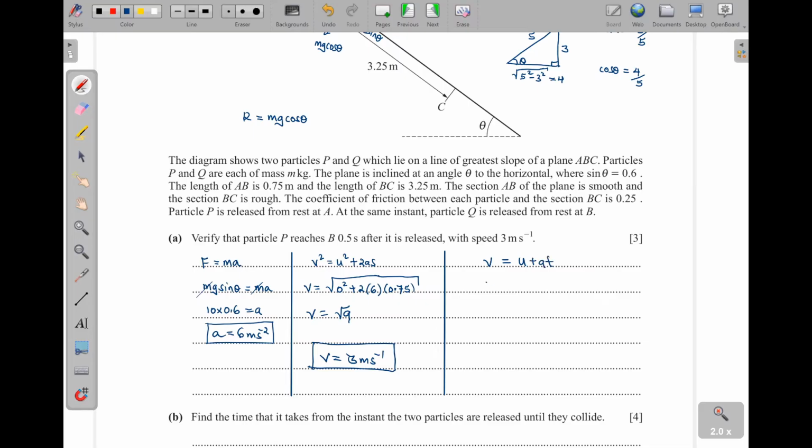The final speed we have gotten as 3, and the initial is 0, acceleration we got as 6, times the T. So T will be equal to 3 over 6, which is actually 0.5. Very simple. That is that.